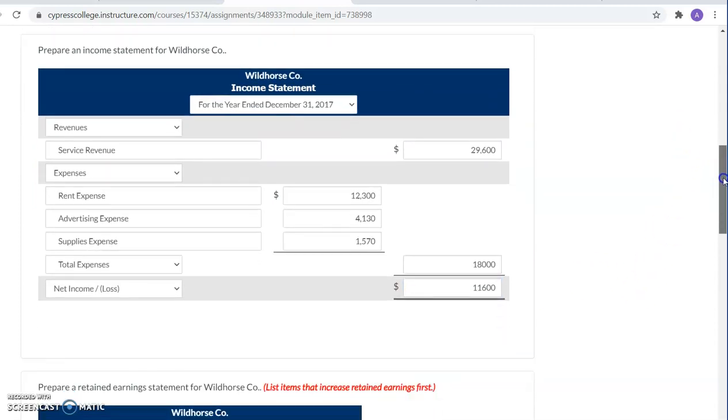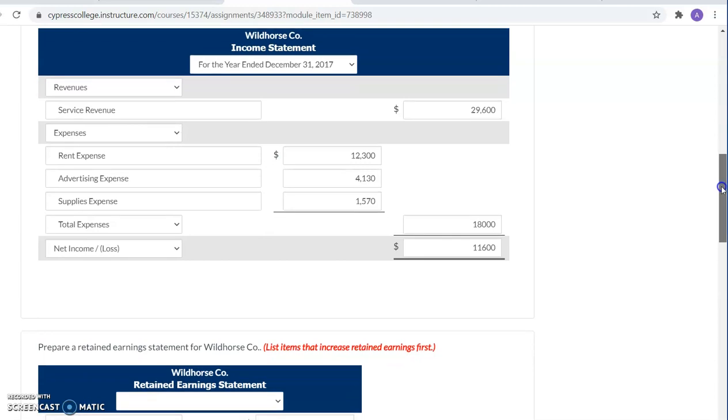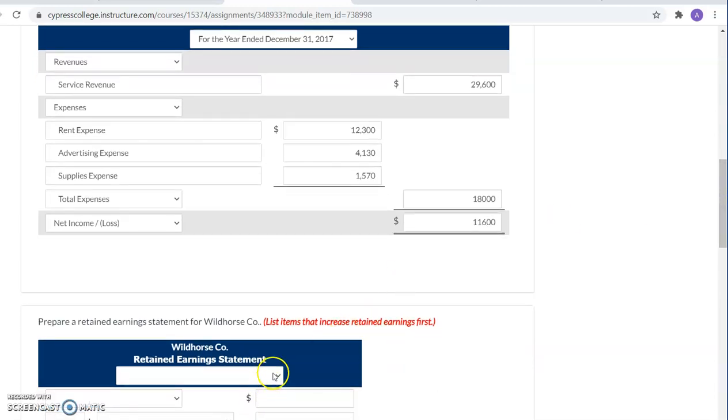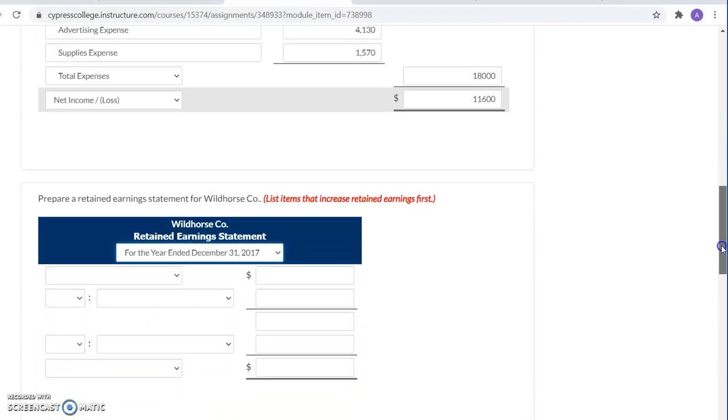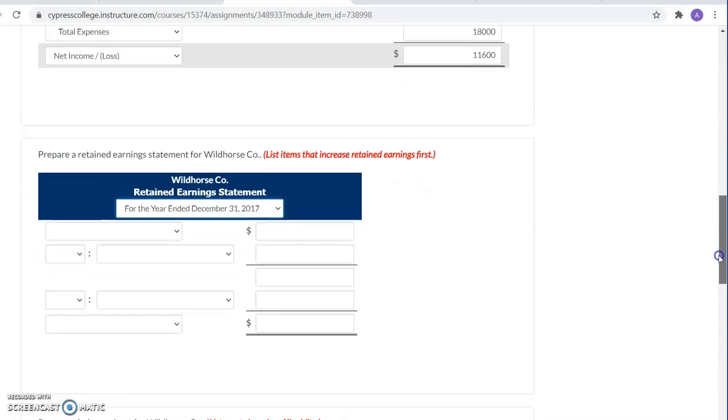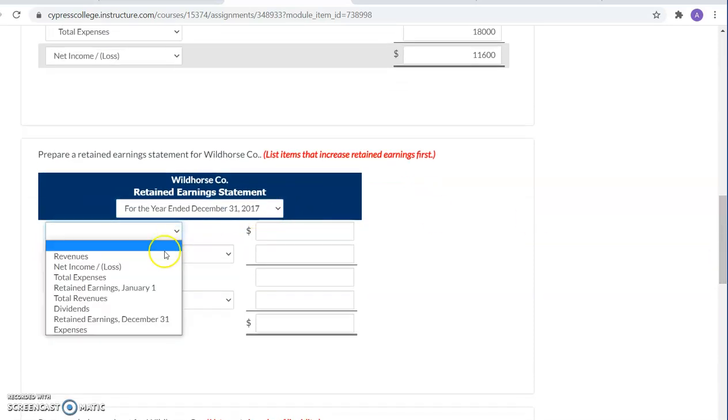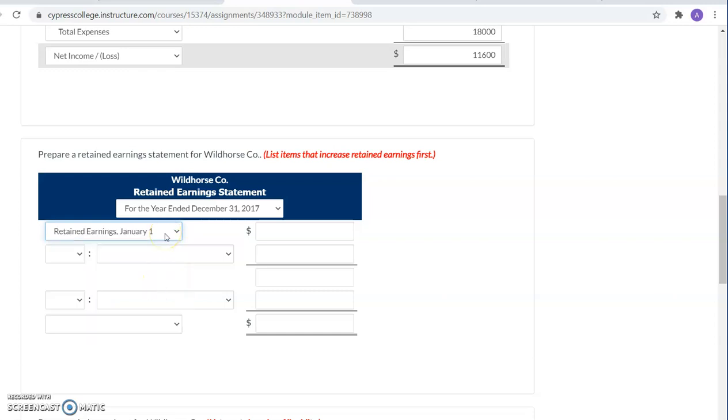The second statement a company will prepare is the retained earnings statement. And the retained earnings statement is prepared for the same period of time. And the retained earnings tells us from the company's current year and prior year earnings, how much is retained in the company or kept within the company and not distributed. So we're going to start off with our retained earnings at the beginning of the year. And we want to compute our retained earnings at the end of the year. And because this is a brand new company, our retained earnings is going to start off with $0.